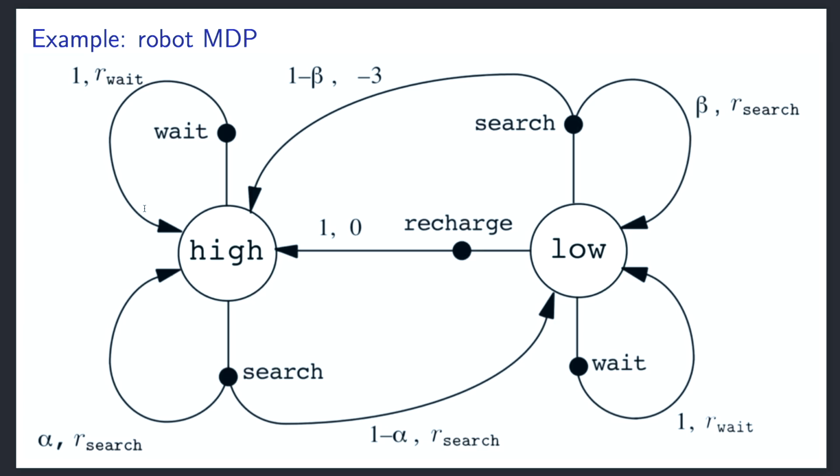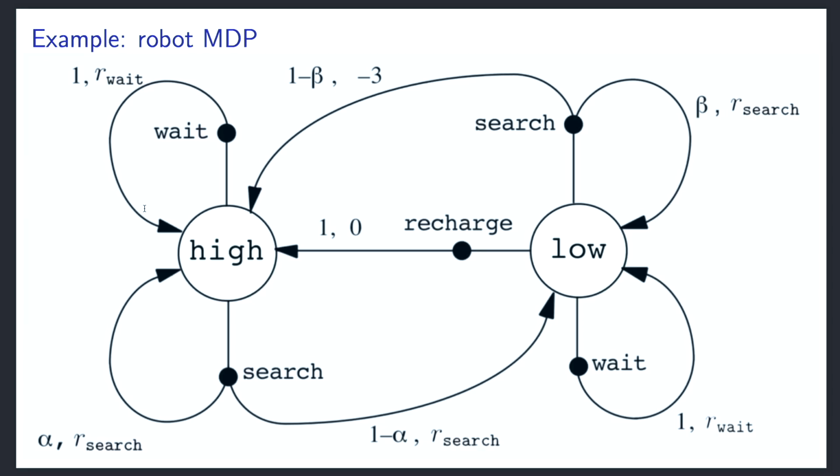But maybe more interesting, on the right-hand side, if you're in the low battery state and you do a search action, there are 2 things that can happen. It goes deterministically into the search action dot there, but then there are 2 branches, and on each of them there's a reward and a probability. The 1 minus beta and the beta are the probabilities of each of these branches happening, and the -3 and the R search are the rewards associated with that transition.